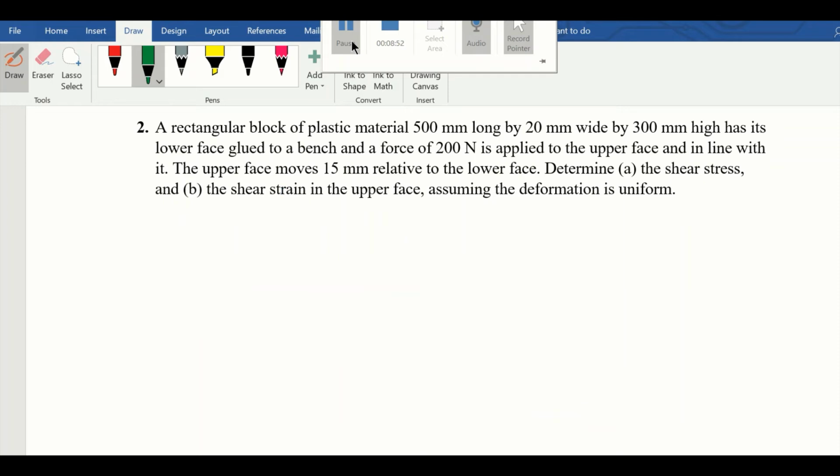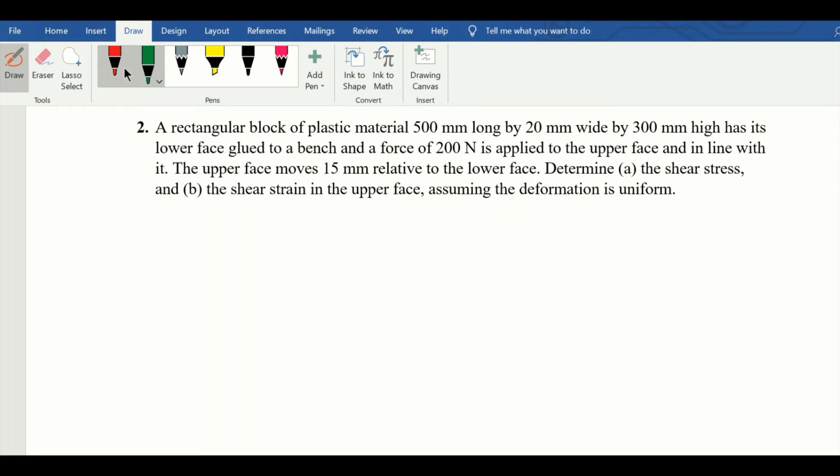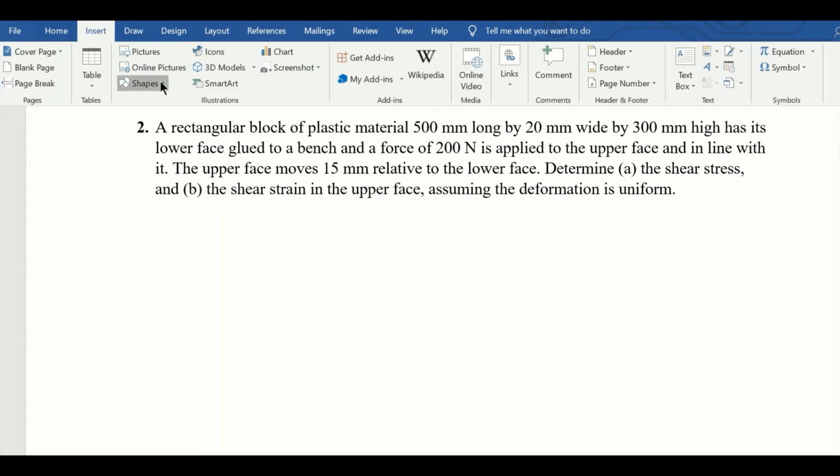So here is a next question, a very simple question. We're asked to find the shear stress and the shear strain. We are told that a rectangular block of plastic material 500 millimeters long by 20 millimeters wide by 300 millimeters high has its lower face glued to a bench. If you don't mind, let me give us a simple diagram of what they are saying.